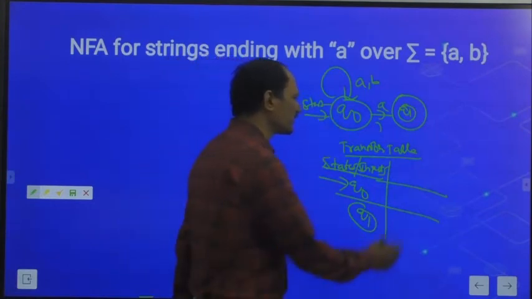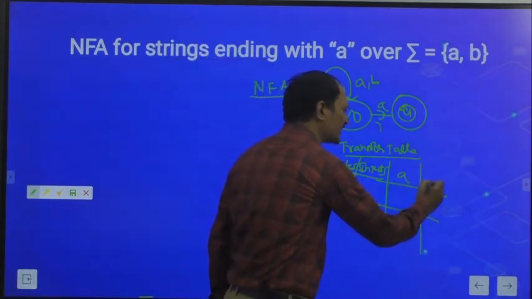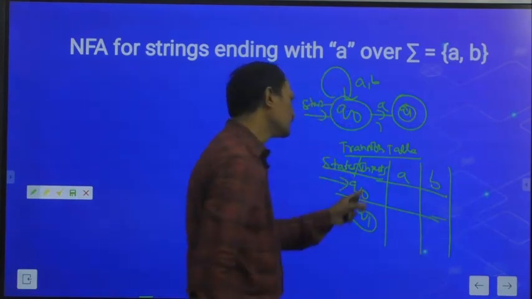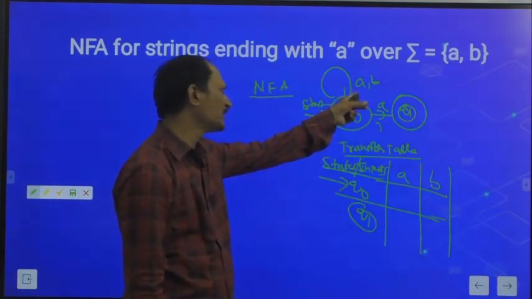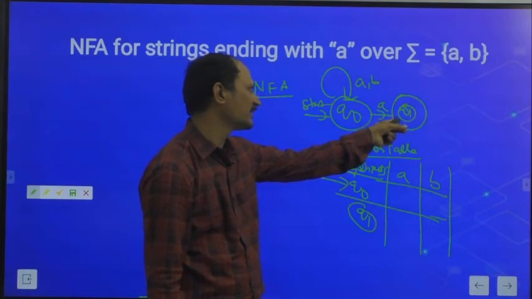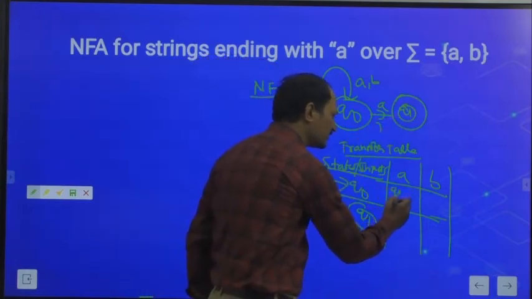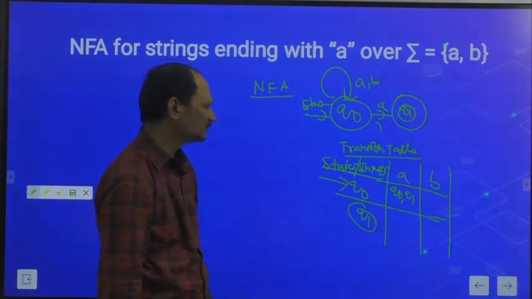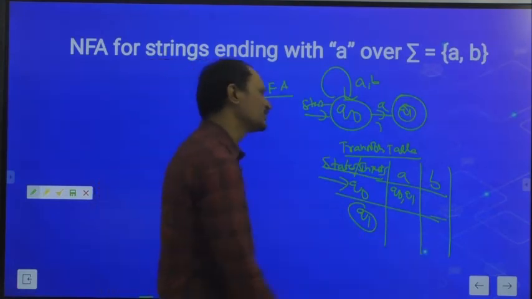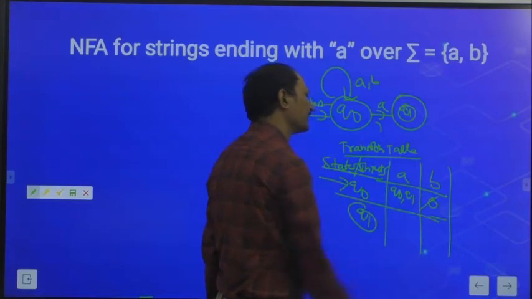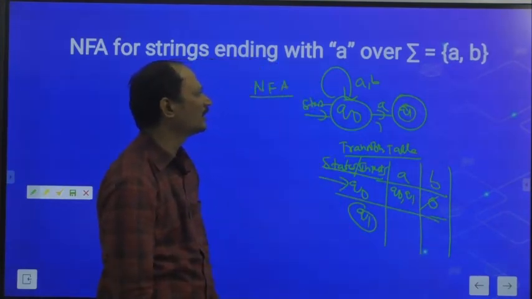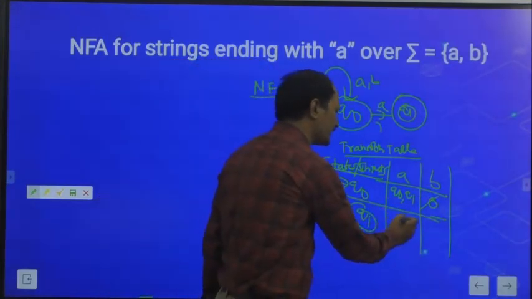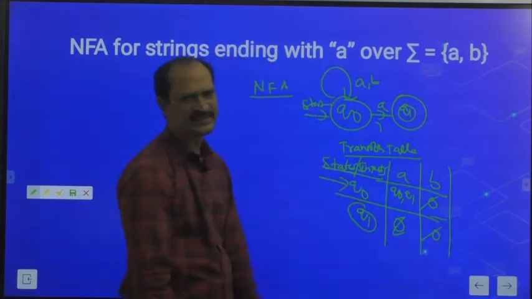So what are the input symbols that I want to apply on the states? A and B. Q0 on A is actually going to Q0 as well as Q1, so I can say that it is Q0 comma Q1. Q0 on B, there is no such transition, that is fine. Q1 on A, no transition, fine. Q1 on B, no transition. This is the NFA table.